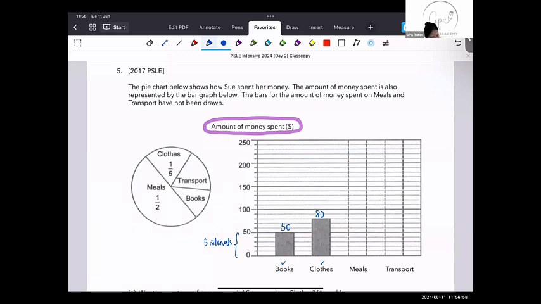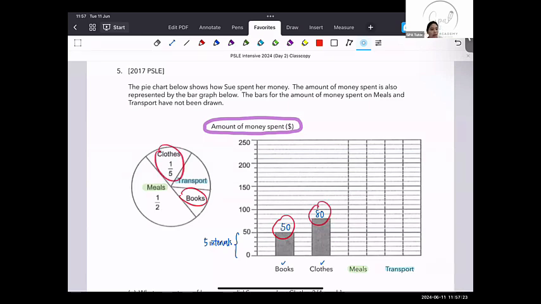So we need to draw meals. I'm going to highlight meals in green and transport in blue. The only thing I know about meals is that it's half of the total amount of money she spent. So what else do I know? Then you have to try to make linkages. Which is the only thing that I'm given? Books, but no fraction. Clothes. Oh, got fraction here.